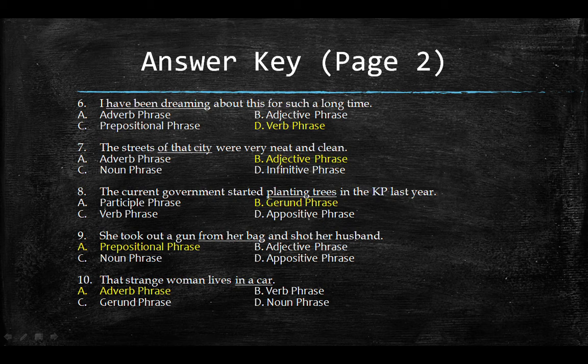The current government started planting trees. Government started what? Government subject, started verb. They started what? Planting. So planting is the object of started. And object of verb is a role of noun. And here we've got a verb, present participle form of a verb, behaving like a noun, functioning as the object of a verb. So it's gerund. And trees is the object of planting. So it's a combination of gerund plus its object. That's why it's gerund phrase.